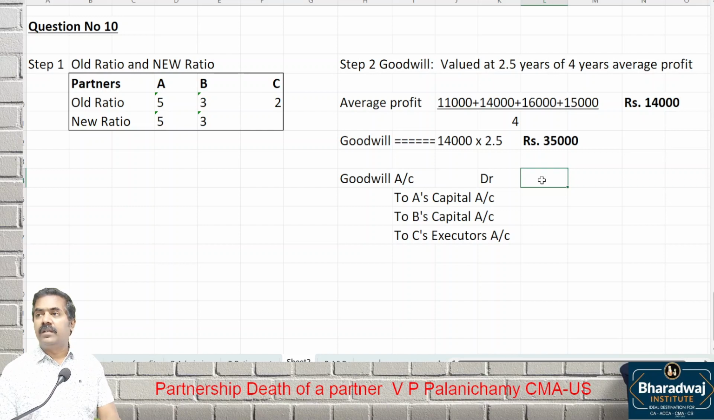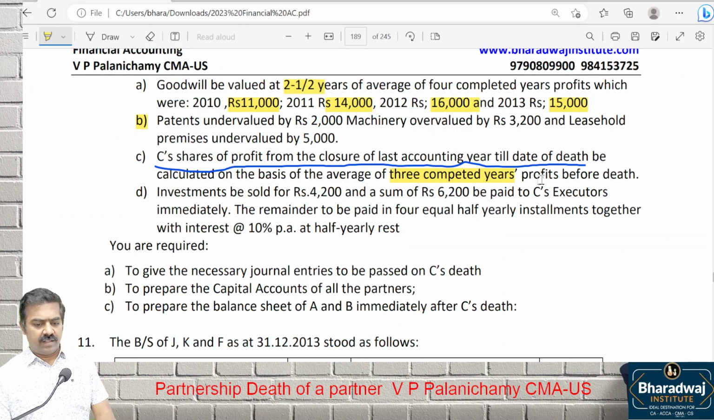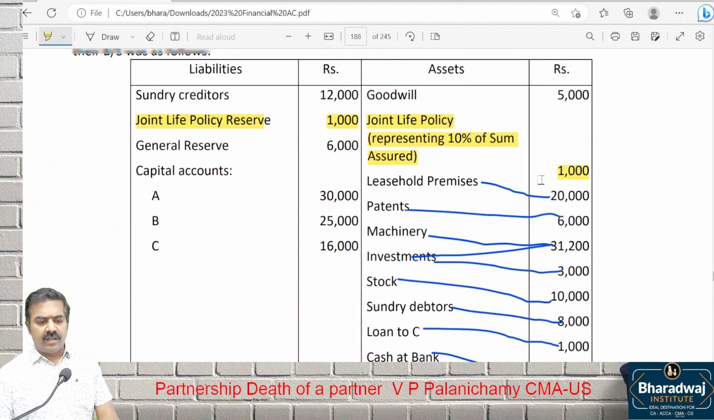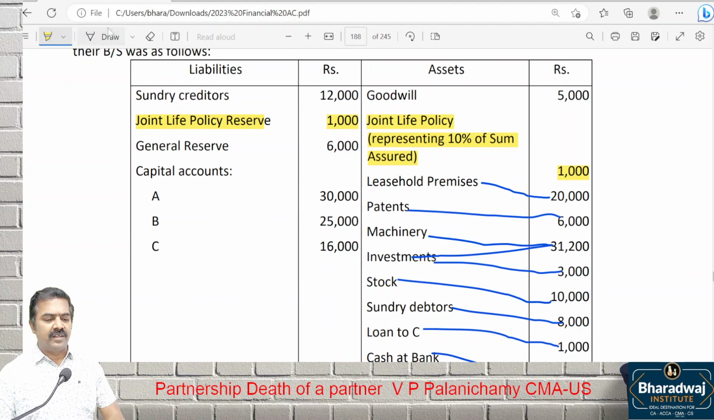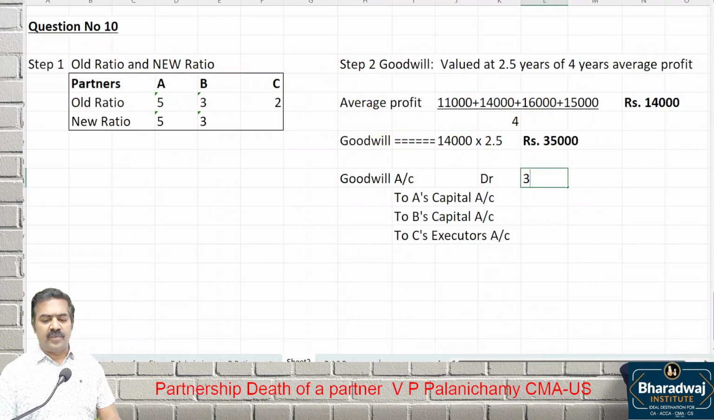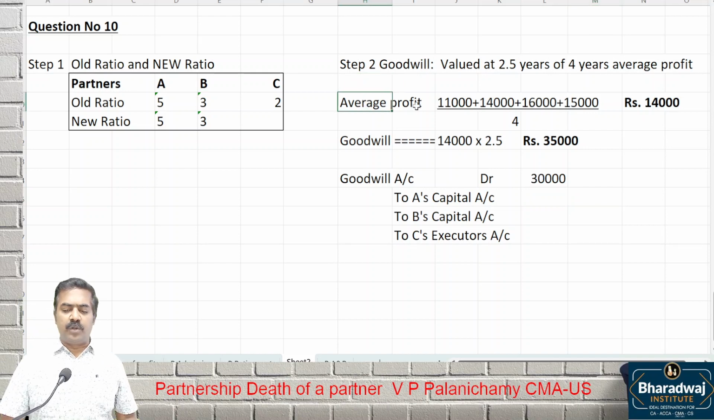How much goodwill? 30? Look at the balance sheet, already goodwill is there. Already goodwill is recorded at how much? Be careful, already 5,000 is recorded. What is the new value? 35,000. How much you have to increase? 30,000. So everything is correct. Suppose if you don't read the question properly, then you may make a mistake of putting 35,000 here. Already 5,000 is there in the old balance sheet.